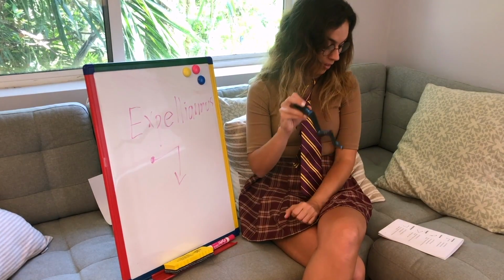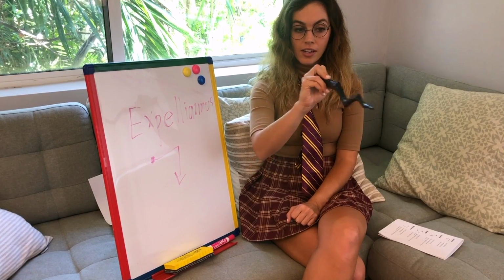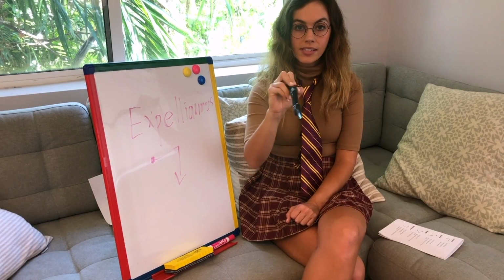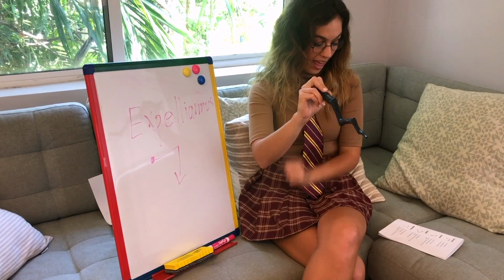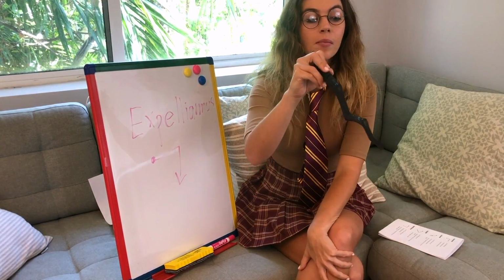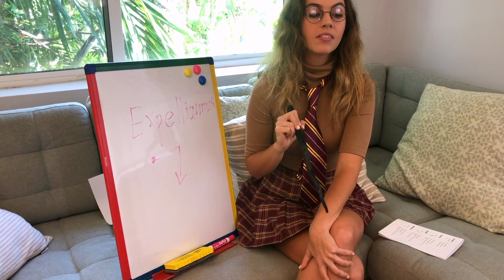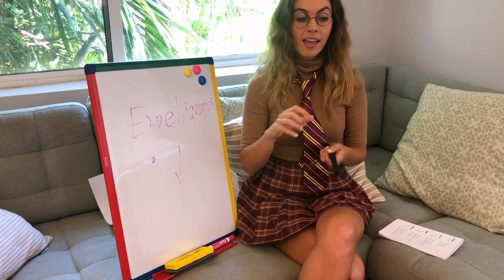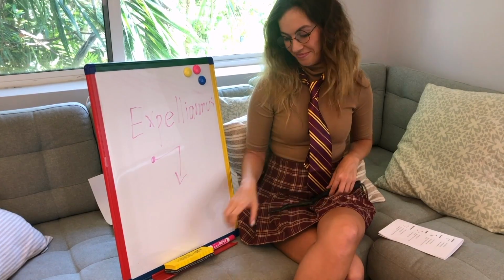So if I were to say Expelliarmus, I'm going to start here, go down, go across, and down. Okay, so Expelliarmus. So if you put something in your hand right there, I'm going to say Expelliarmus. Good. Do you see how it made his hand drop? Very good.